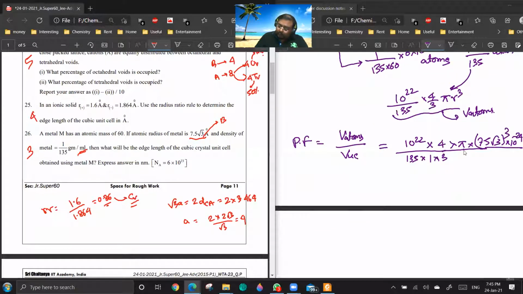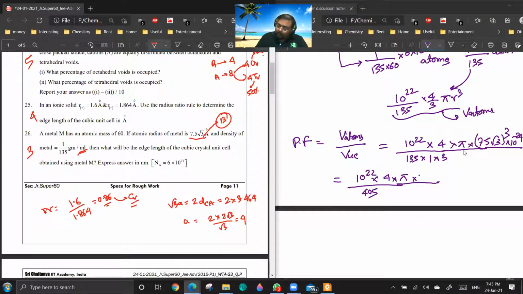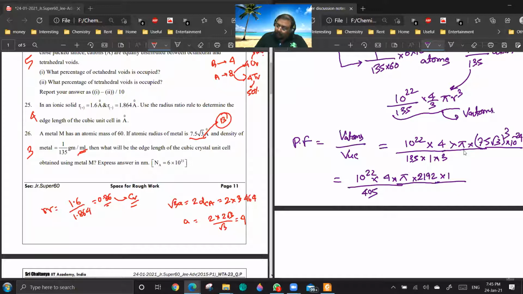Okay. So if you are doing it, then the expression will be something like this. By 135 into 3 will be like 405. Okay. Into pi. Into 7.5 root 3 will be something close to 13. Are you getting a point? 13 whole cube, if you do the cube, will come out to be something like 2192. And into 10 to the power minus 24. Now you see 10 to the power minus 24 and 10 to the power 22 will cancel out.